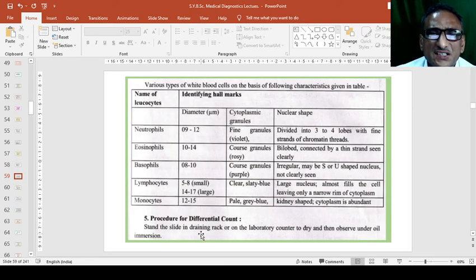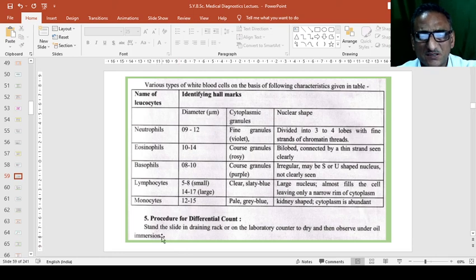This is the chart giving the identification hallmarks of the neutrophil, eosinophil, basophil, lymphocyte and monocyte. It gives the diameter of the cells in micrometers, and notes fine granules, because granulocytes have granules and agranulocytes have no granules. The cytoplasm shows violet, rosy or purple colored granules, known as neutrophil, eosinophil or basophil respectively. The nucleus is divided into 3 lobes in neutrophils, bilobed in eosinophils, and S-shaped or U-shaped in basophils. These are the identification marks of WBCs for the differential count.